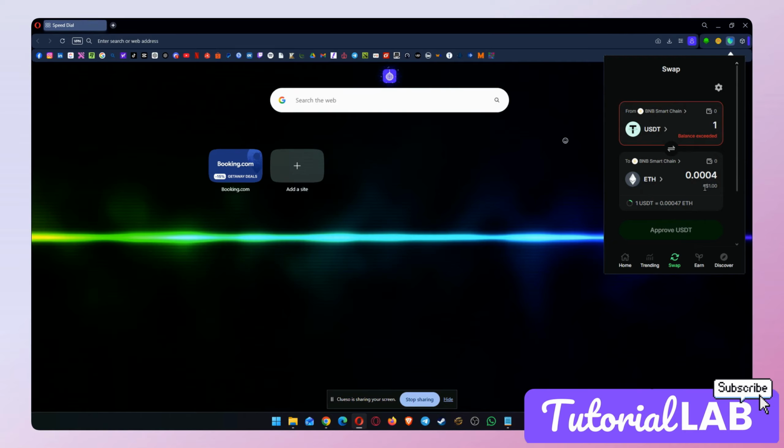That's it. We have successfully swapped USDT to Ethereum in Trust Wallet. Our crypto portfolio is now updated, and we can manage our Ethereum easily.